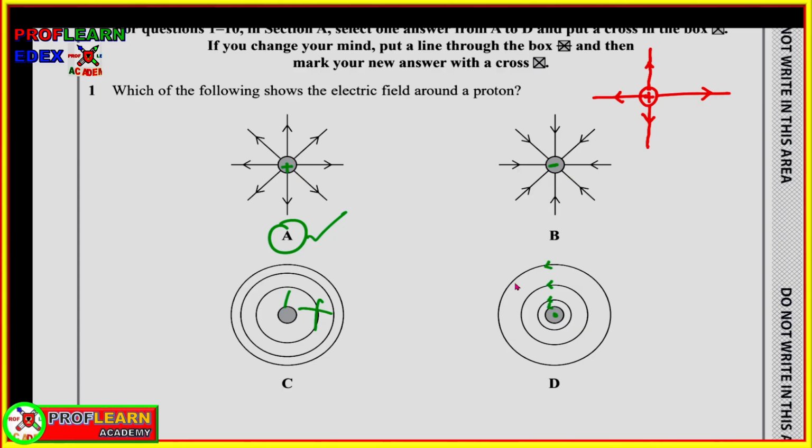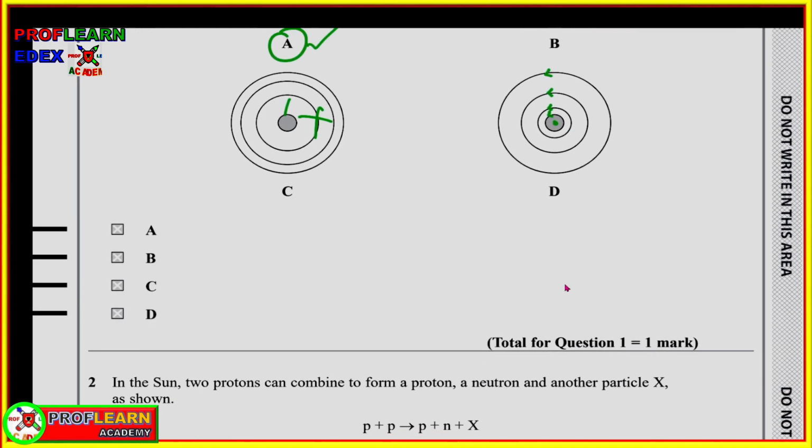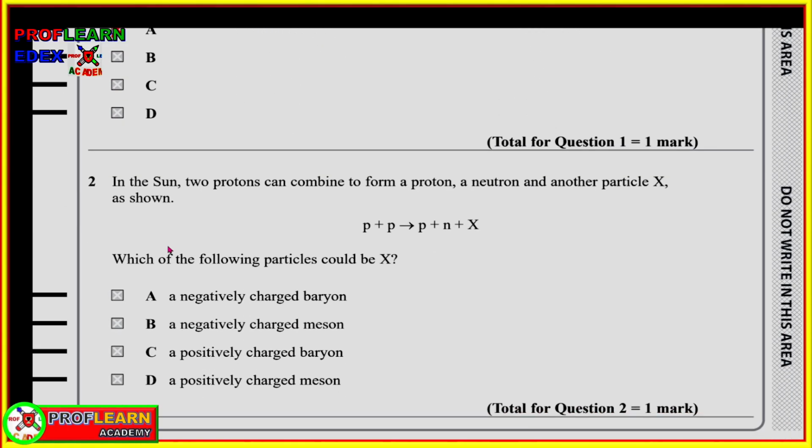So something that you ought to remember is that the separation keeps on increasing, which means that the field becomes weaker as you move out of the conductor. So in this case, the correct answer that the examiner marked was supposed to be A. Now let's move to question 2.